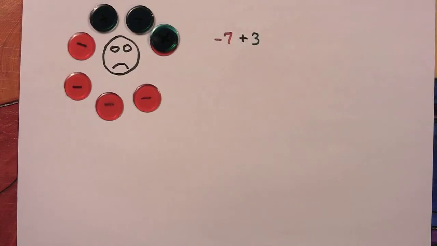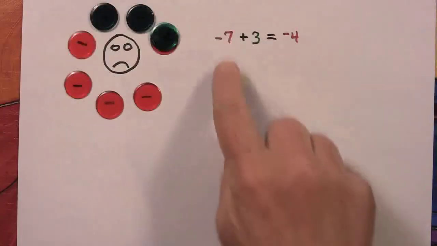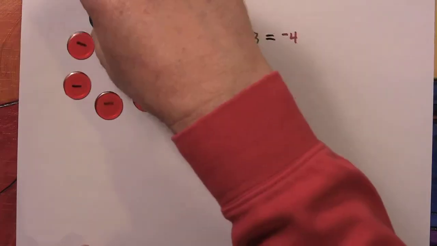Turn parts of that mood to zeros. And we're left with a negative 4. That mood has raised. Going from negative 7 to negative 4 is a raised mood. There's another way to raise the mood.